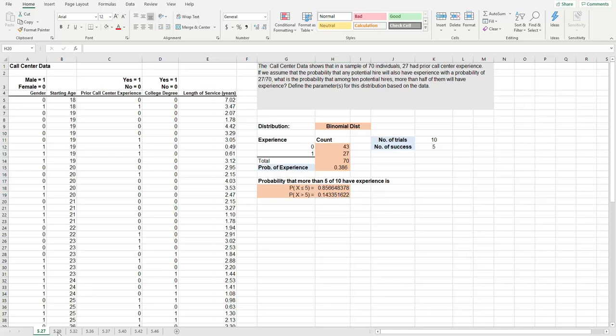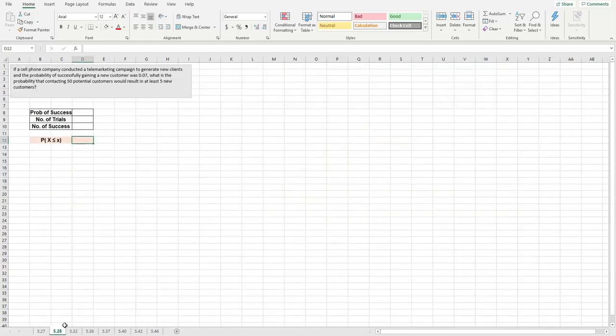Now move on to our second question. A cell phone company conducted a telemarketing campaign to generate new clients. The probability of successfully gaining a new customer is 0.07. What is the probability that contacting 50 potential customers would result in at least 5 new customers? Now, the probability of success here is 0.07 and the number of trials is 50.